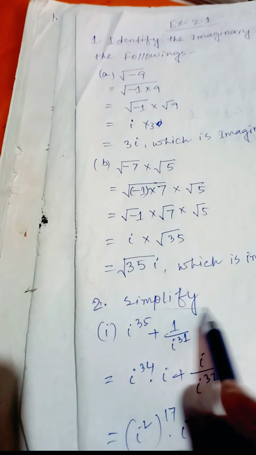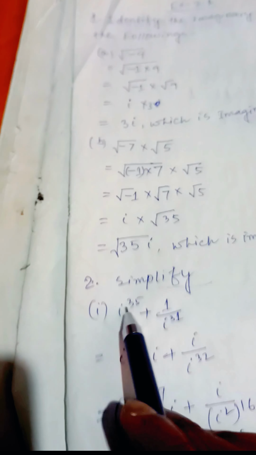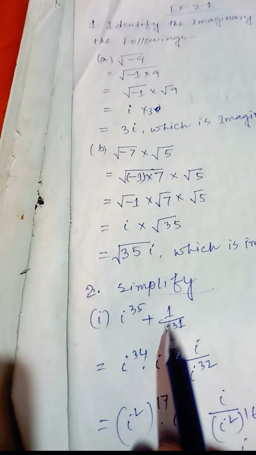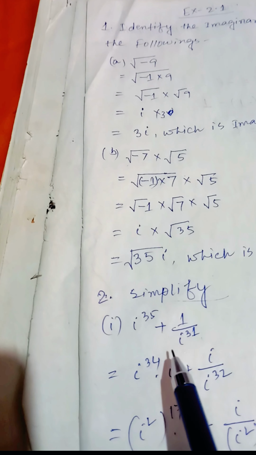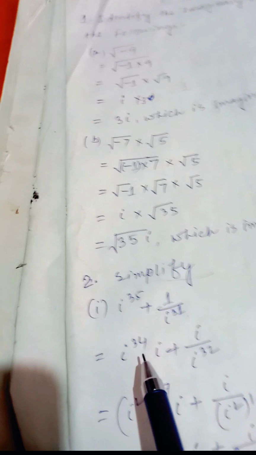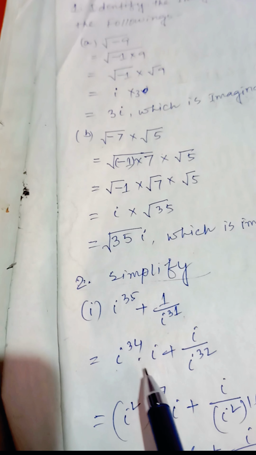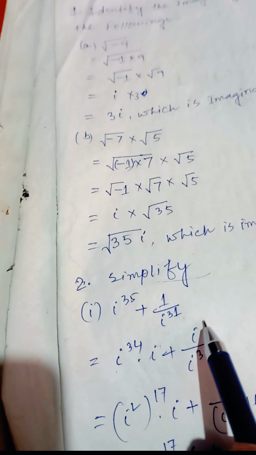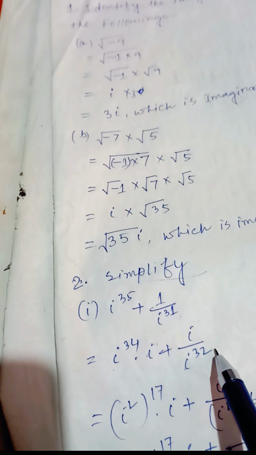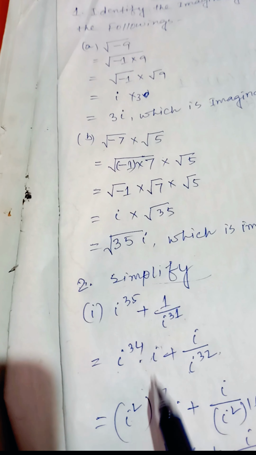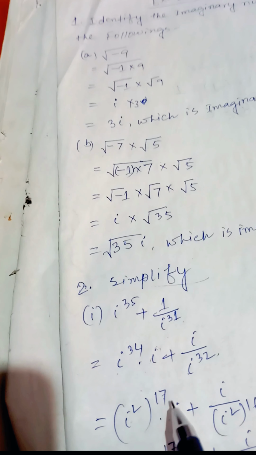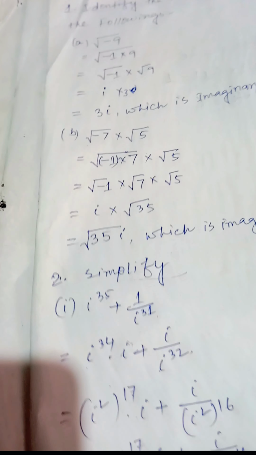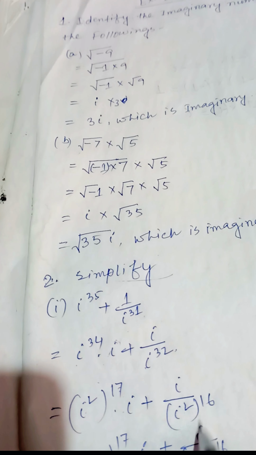Now let us start question number 2. Iota to the power 35 plus 1 by iota to the power 31. If I break this, first iota to the power 34 into iota plus iota by iota to the power 32. So iota square whole to the power 17 into iota plus iota by iota square whole to the power 16.